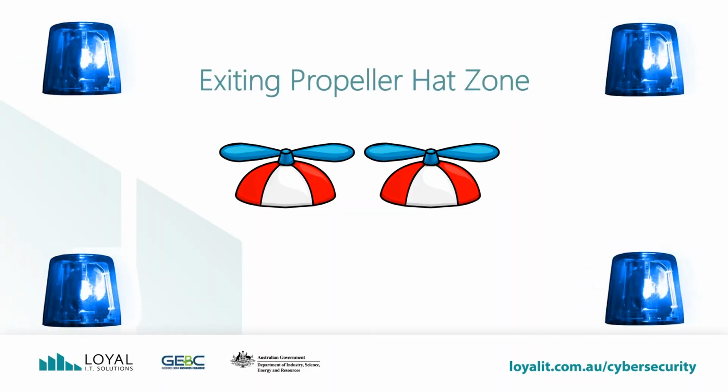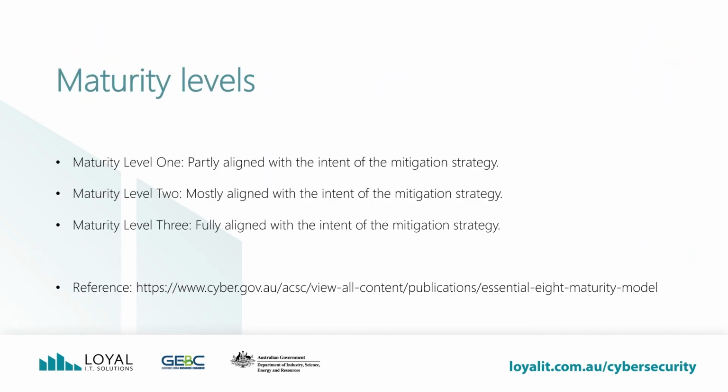We're now exiting the Propeller Hat zone. Now we know why it is so important to restrict the use of macros. In the premium membership, there'll be individual videos in each of the Essential 8, which will dive into each of the maturity levels and what you need to know to implement them. For the moment, all we need to know is there are 3 levels in each of the Essential 8 items: maturity level 1, 2, and 3.